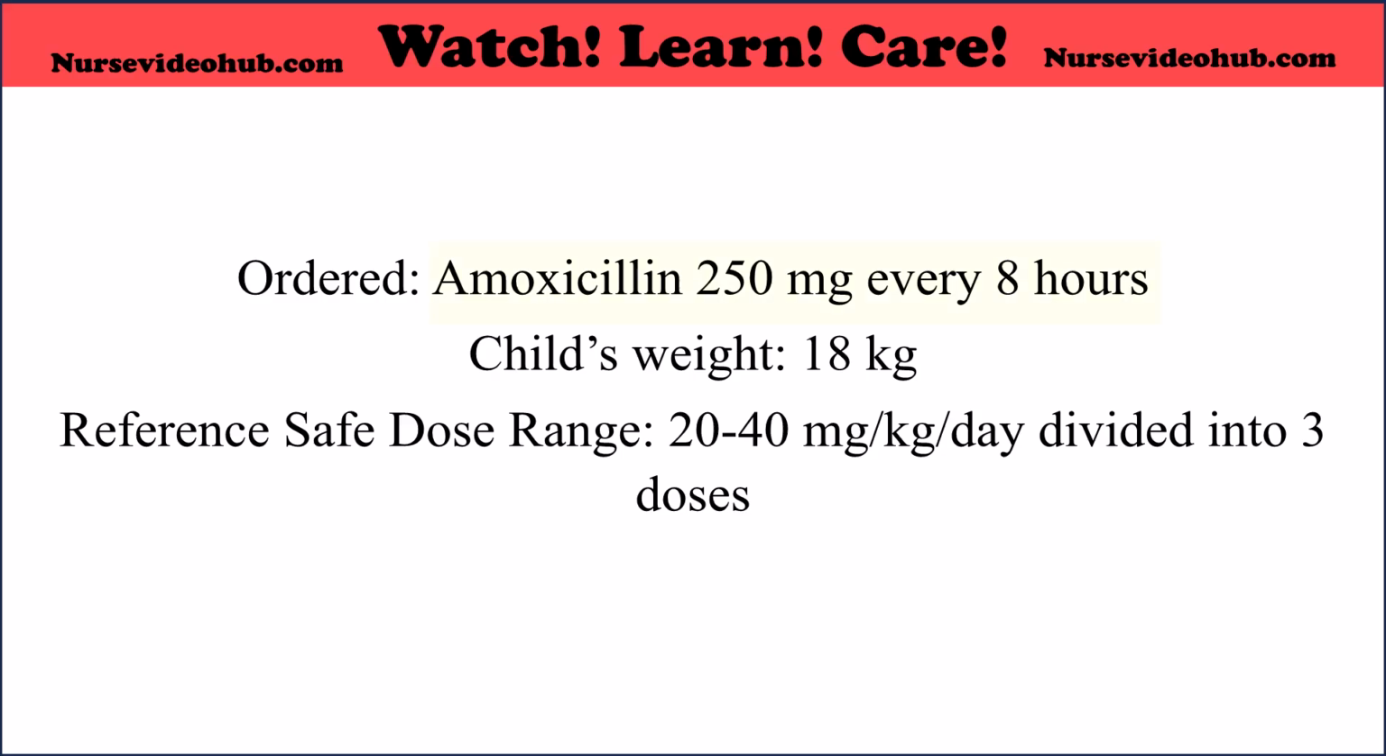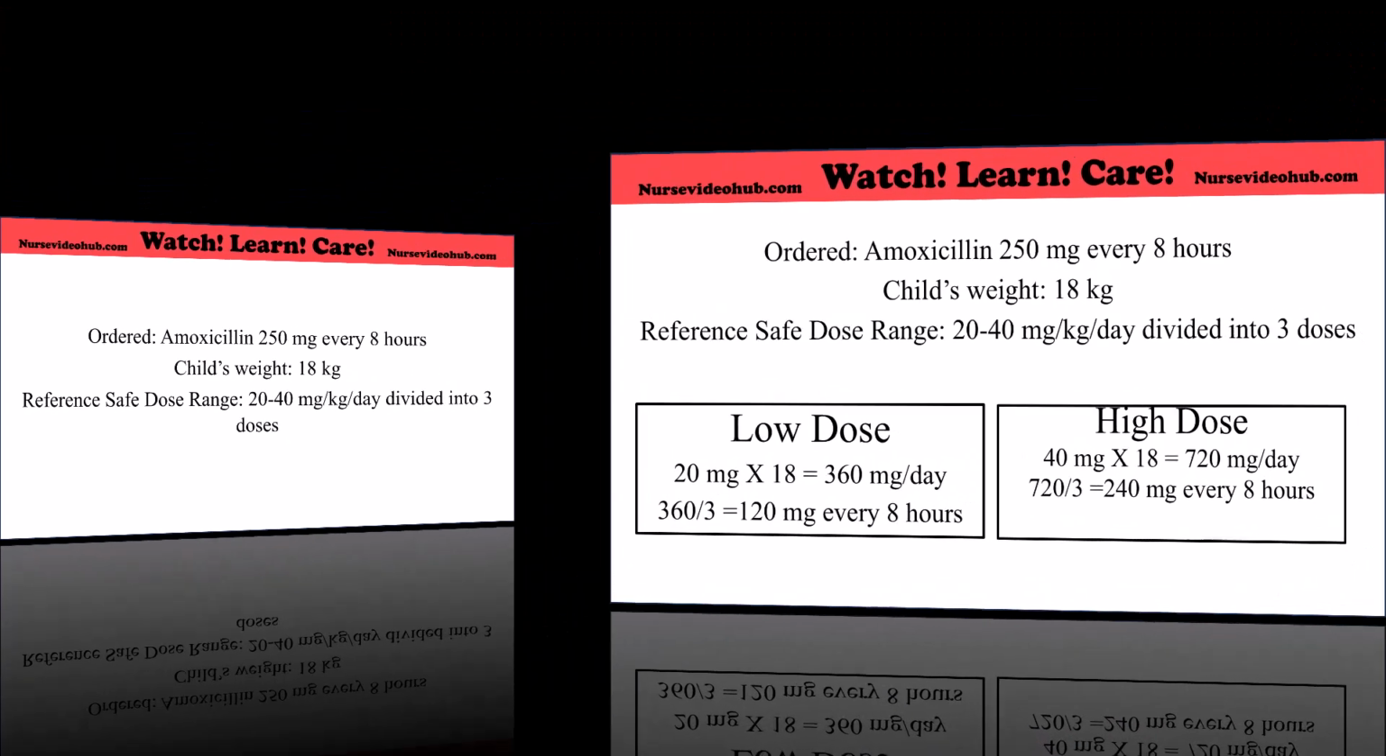The order reads amoxicillin 250 milligrams every 8 hours. The child's weight is 18 kilograms. The reference safe dose range is 20 to 40 milligrams per kilogram per day, divided into 3 doses. You don't have to calculate the dose to administer based on the weight. That's already done for you. But you must determine if the dosage of 250 milligrams every 8 hours falls within the safe dosage range.